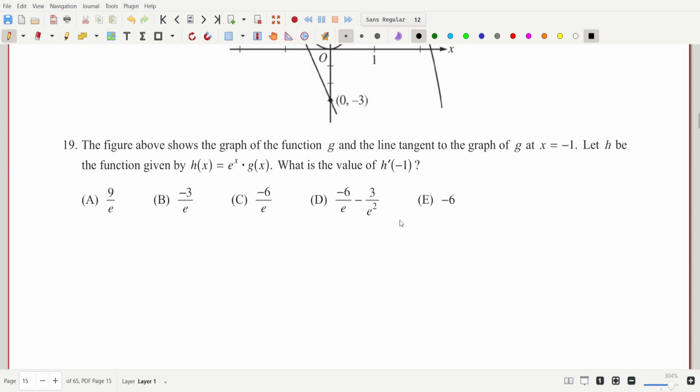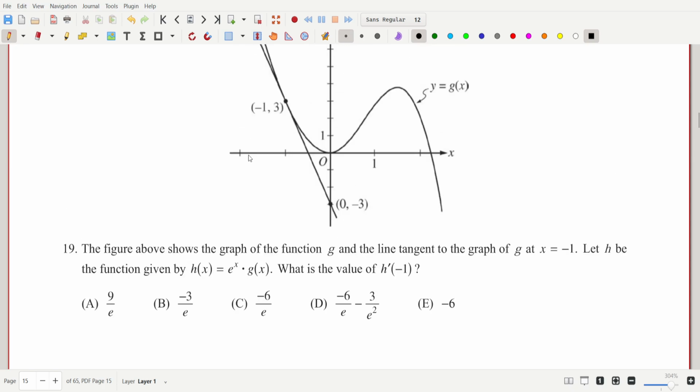Okay, 19. The figure above shows the graph of the function g, and the line tangent at -1. Let h be the function given by h of x equals e to the x times g of x. So it looks like a product rule. H prime of x: product rule, so first, e to the x times the derivative of the second, g prime of x, plus the derivative of the first, e to the x, times the second, g of x.